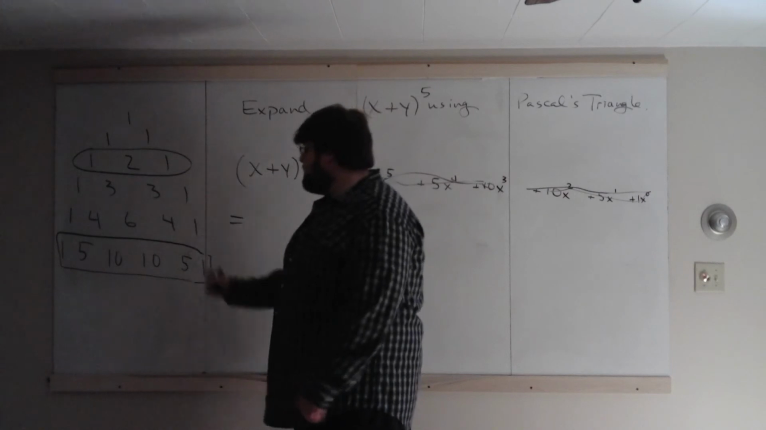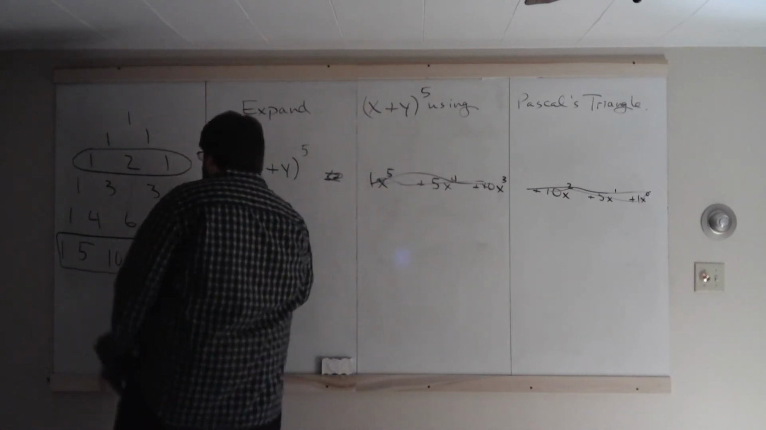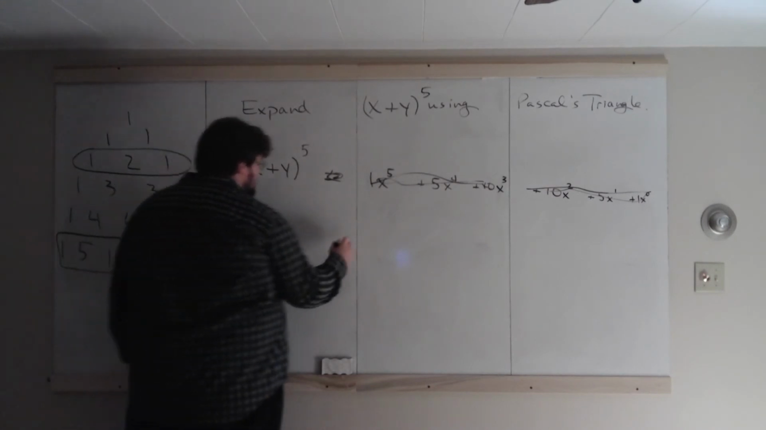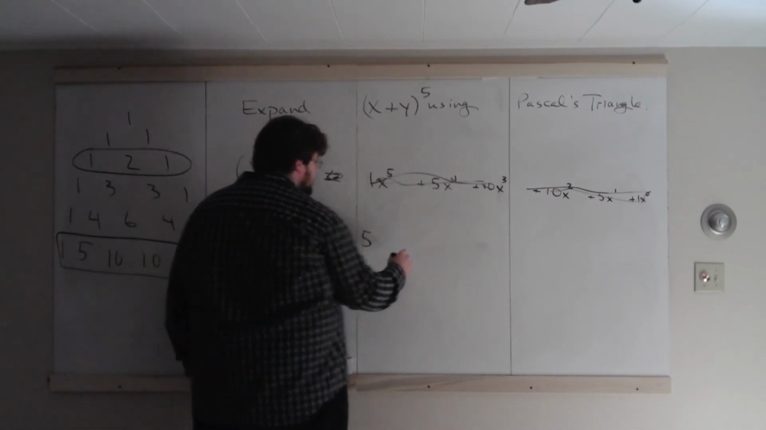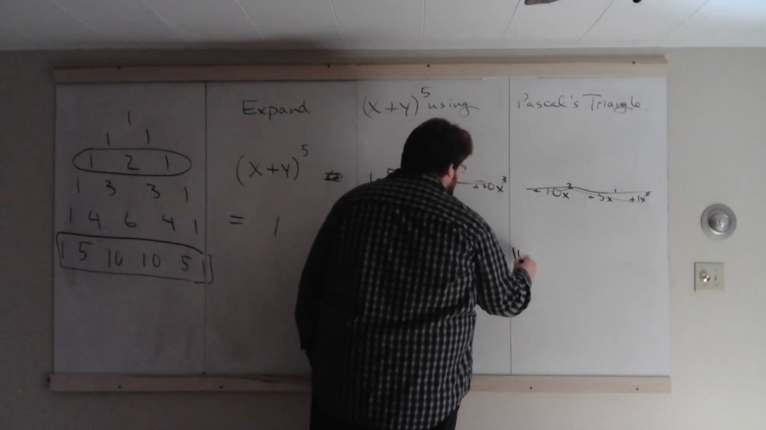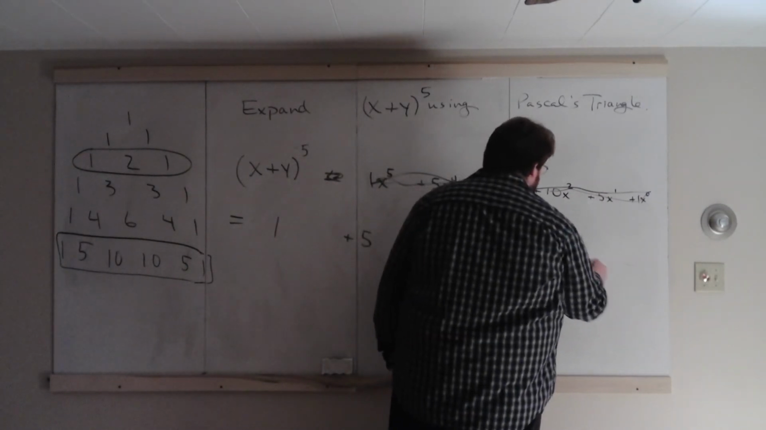x plus y to the 5th. We look at the 5th row, the row with a 5 in it, I should say. That gives us the coefficients of 1, plus 5, plus 10, plus 10, plus 5, plus 1.